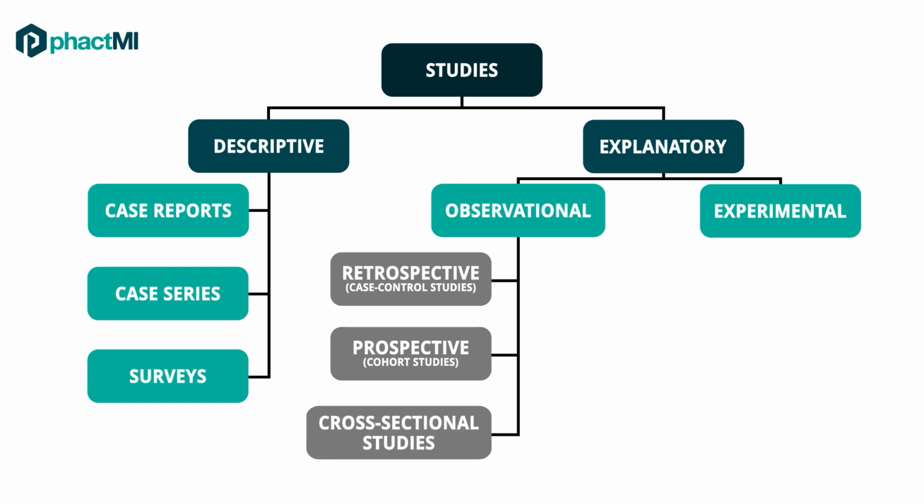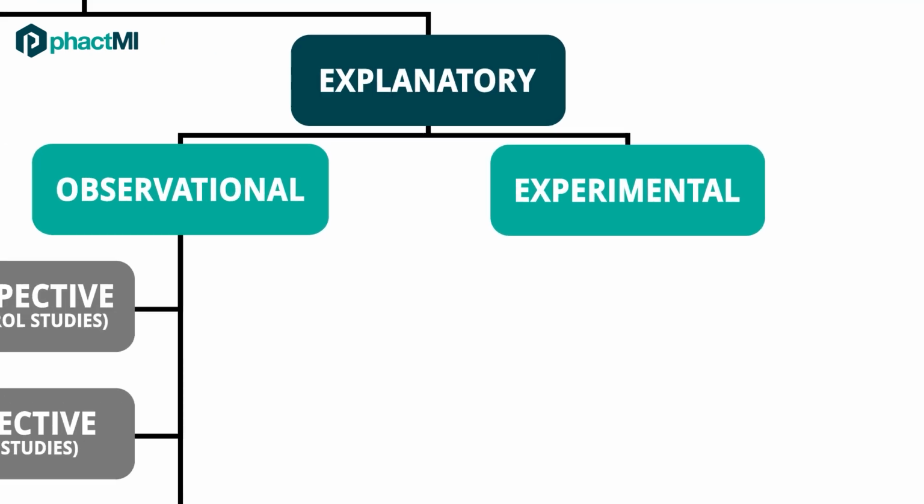Cross-sectional studies do not fit into retrospective or prospective categories. Here, exposure and outcome are measured simultaneously. Overall, it's important to note that observational studies can assess association but not causality.